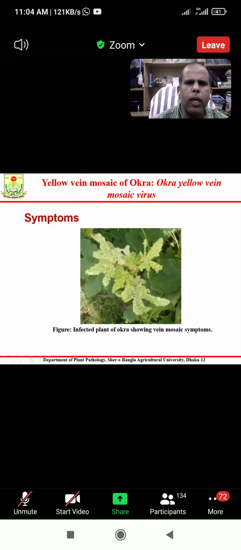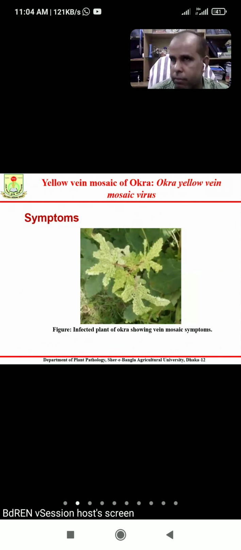Now we are going to discuss a very devastating disease under the Malvaceae family. This is okra or lady's finger, okay, or bhendi. This is a picture from my experiment field.